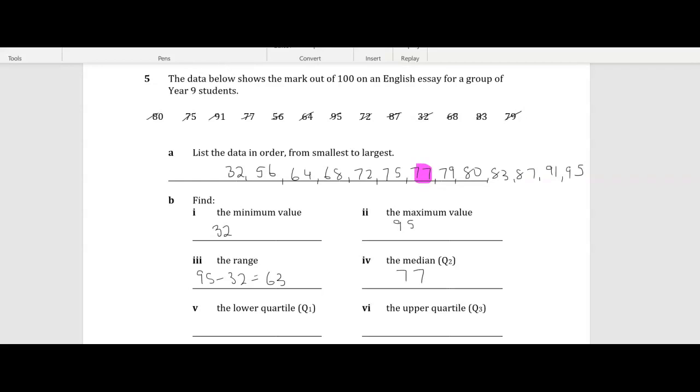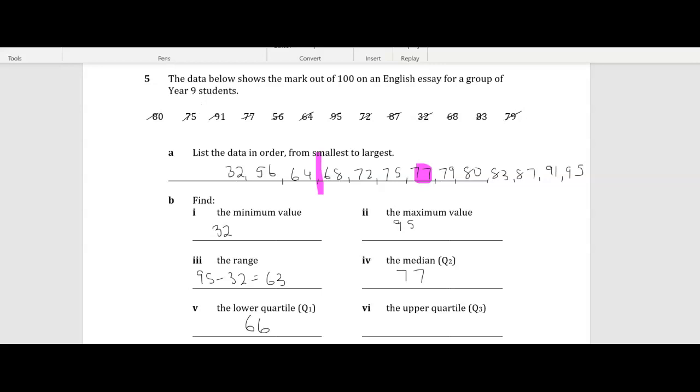All right, the lower quartile. So we're looking at the bottom half, of which there's 7 values, I think, from memory. 1, 2, 3, 4, 5. No, 6 values. So halfway is there. So halfway between 64 and 68 is 66.